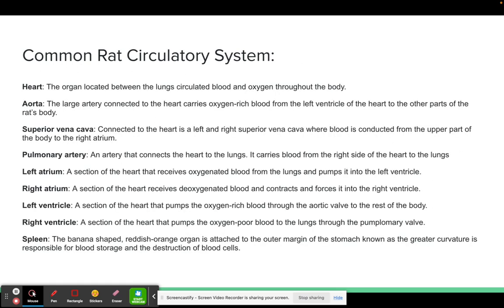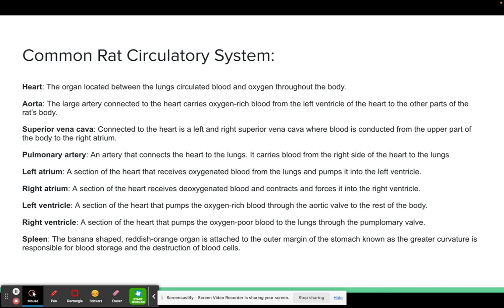Moving on to the circulatory system. For the common rat, this consists of the heart, aorta, a superior vena cava, pulmonary artery, left atrium, left ventricle, and the spleen. The heart is the organ that's located between the lungs, and this circulates blood and oxygen throughout the rat's entire body. The aorta is the large artery connected to the heart, and this carries oxygen-rich blood from the left ventricle of the heart to the other parts of the rat's body.